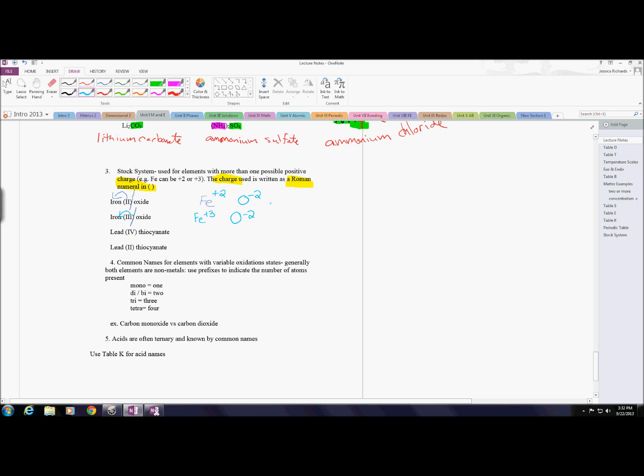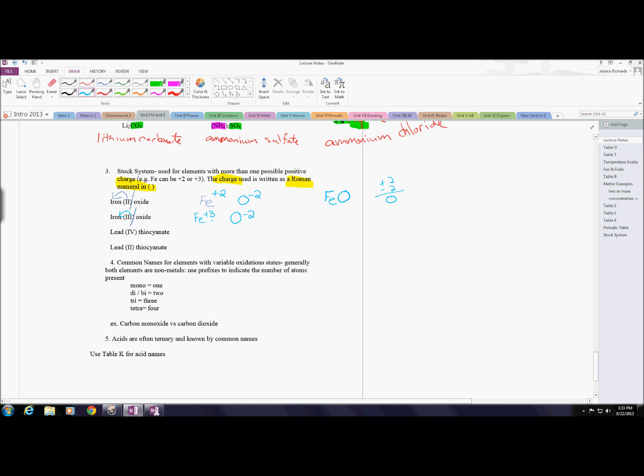When we put the particles together, remember we're using least common multiple because we want our compound to end up neutral. So if I have one iron at +2 and one oxygen at -2, the least common multiple of 2 and 2 is 2. I need one piece of iron at +2 and one piece of oxygen at -2. If you add those charges up, +2 and -2 gives me a total charge of 0. That would be the formula for iron 2 oxide.